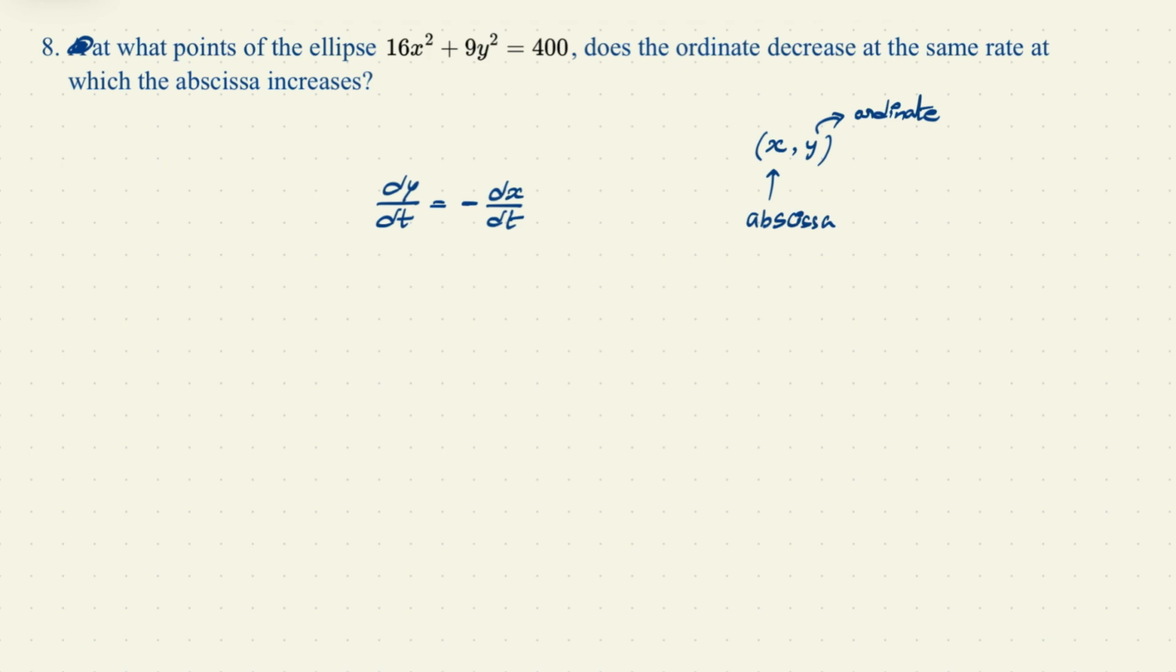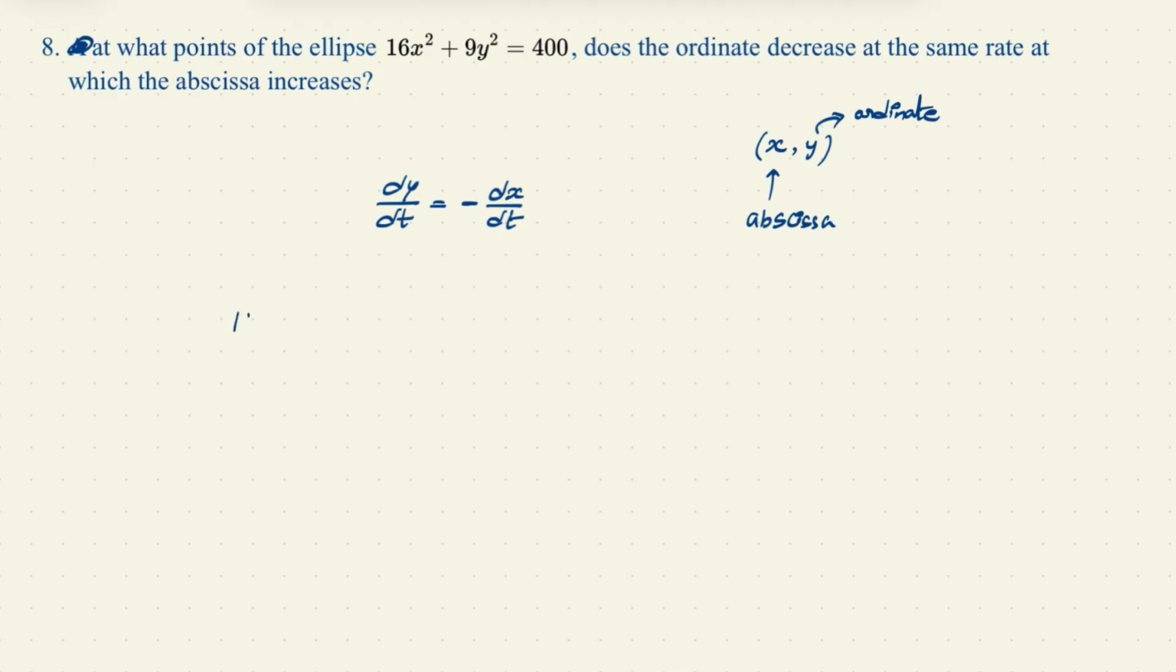So let us again see it here. This is the change in ordinate with respect to time, and it is equal to the change in abscissa with respect to time, but the ordinate is decreasing and the abscissa is increasing. So that's why there is a minus sign here, because the ordinate is decreasing. So this is the information the question has given, and the equation of the ellipse is also given. So now let us differentiate the given equation with respect to time.